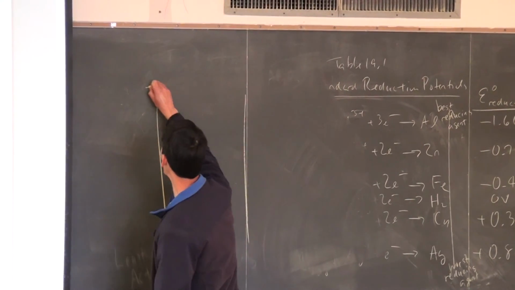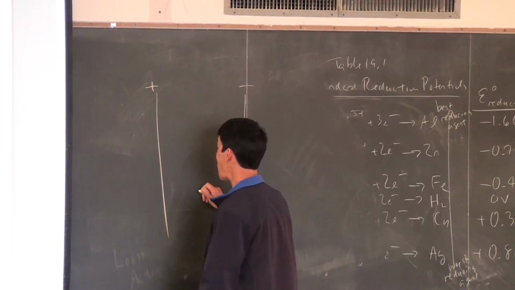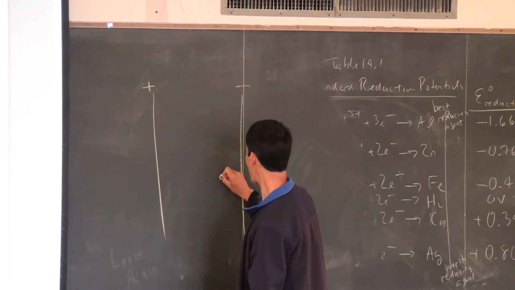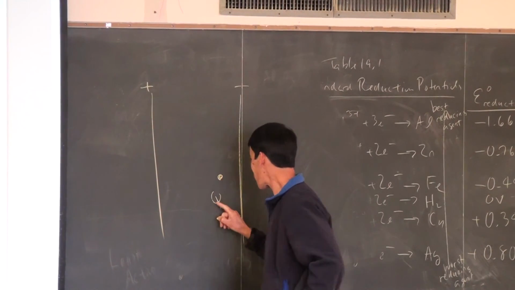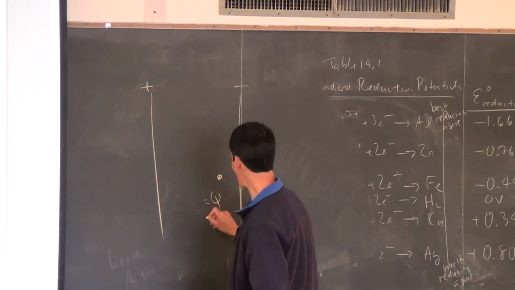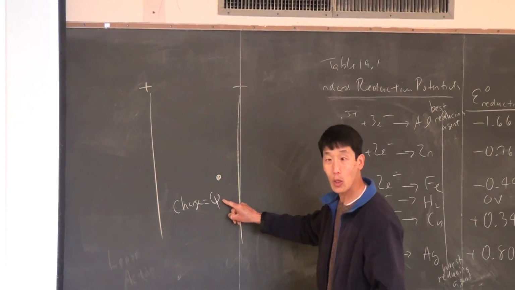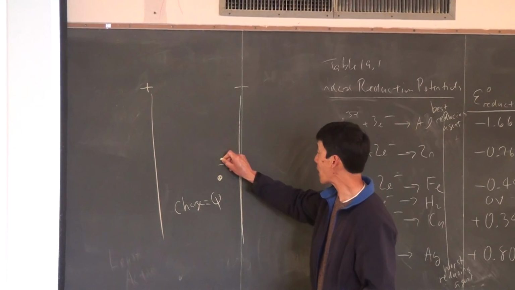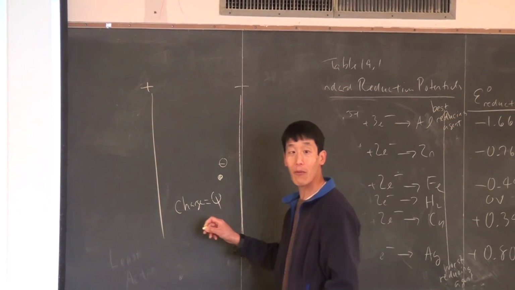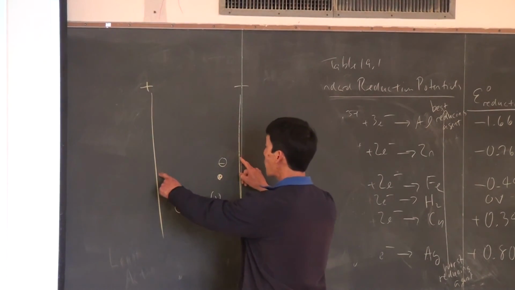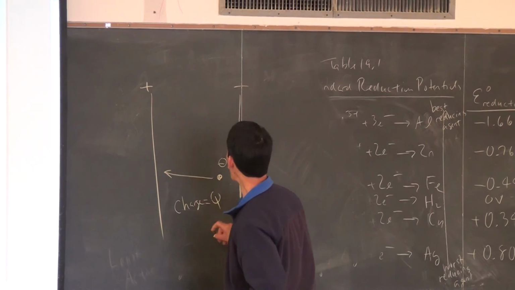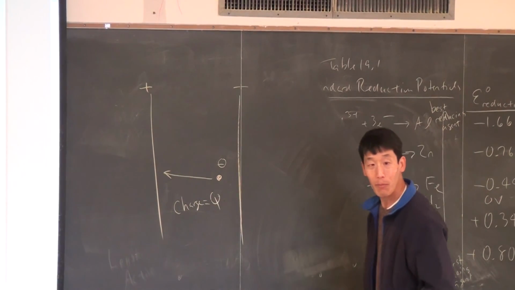Okay, so you have two plates, one's a positive plate, one's a negative plate. Note that if you have some charge, which we can represent by Q, the coulomb, if you have some negatively charged particle there, you've got to have a certain potential difference for this charge to move from the negative plate to the positive plate.